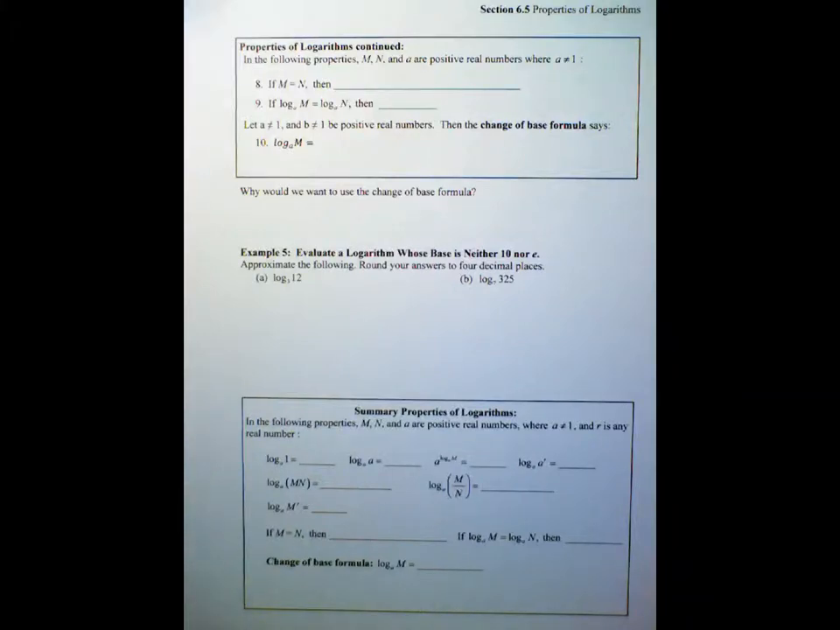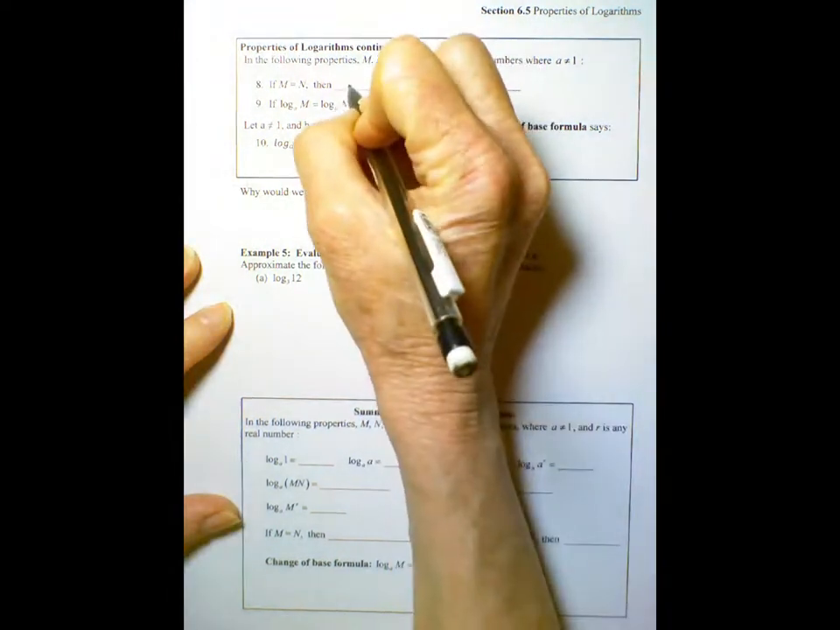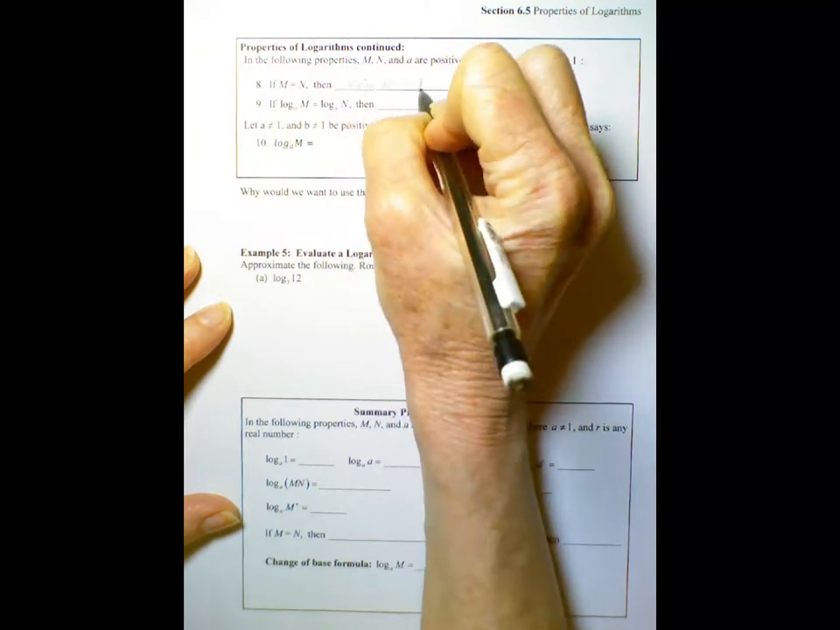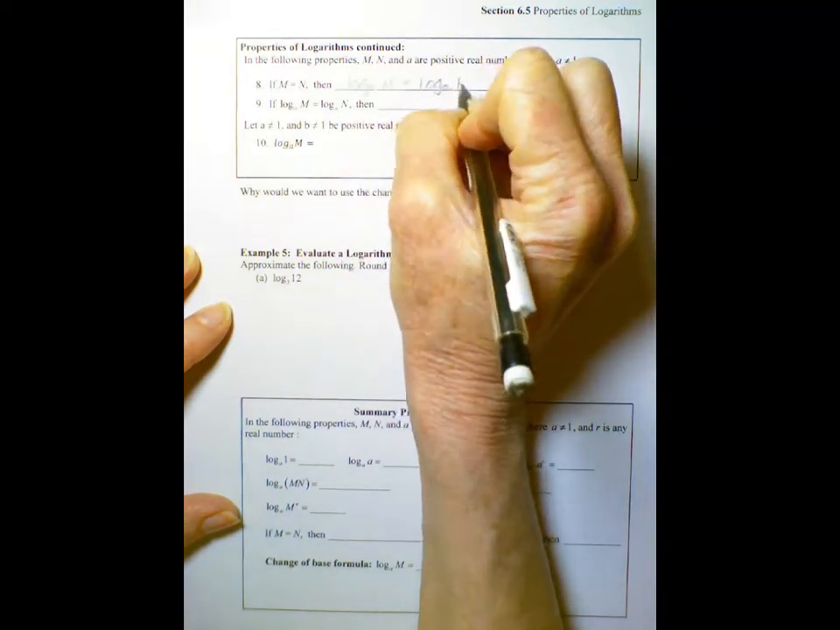Okay, we'll finish out section 6.5, properties of logarithms, with two more properties and a formula that we need to know. In the following properties, m, n, and a are positive real numbers and a is not equal to 1. So if we're given that m and n are equal, then we know that we could take the log base a of m, and that has to be equal to the log base a of n.